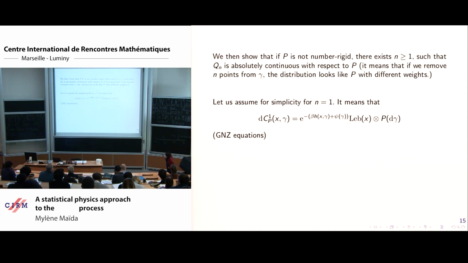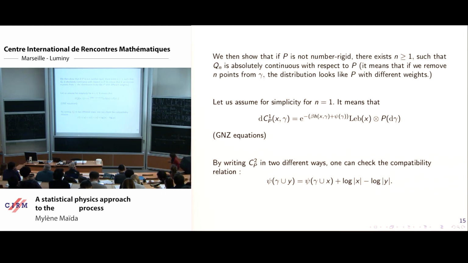So we assume that n equals 1 here, and so Cpn has a density with respect to Lebesgue times P, and here the cost, so this was already there, and then I have another density, which is a certain function psi of gamma, and this is in a sense the cost of creating one point. And in statistical mechanics, this kind of equation of the Campbell measure expressed in terms of the initial law is called the GNZ equation, for those that are familiar with this kind of concepts.